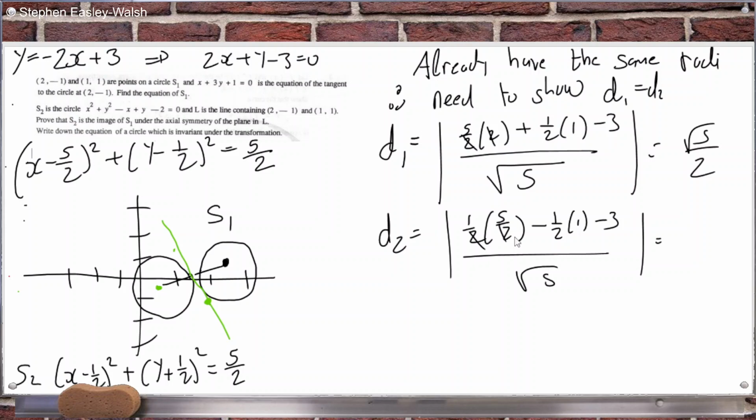No, I must have made a mistake. I wrote a half. Oh, sorry. It's 2 times a half. No, 5 over 2 there. It's a half, and it's in that form. 2 times a half plus minus a half. Yeah, okay, let's try again. That's modulus of 1 minus a half minus 3, and then divided by root 5. Yep. That's also root 5 over 2.